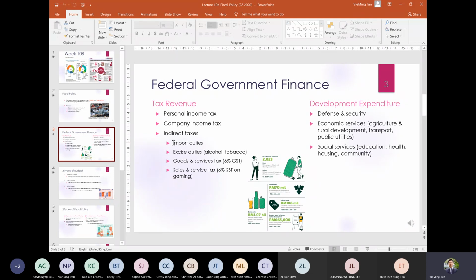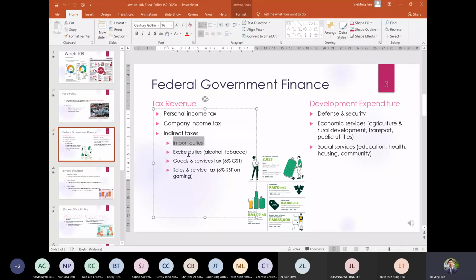It can include the import duties. Usually imported goods have to be charged for taxes as well. Imported goods, like cars, for instance. Usually the cars are imported goods, and all these have to be charged extra.